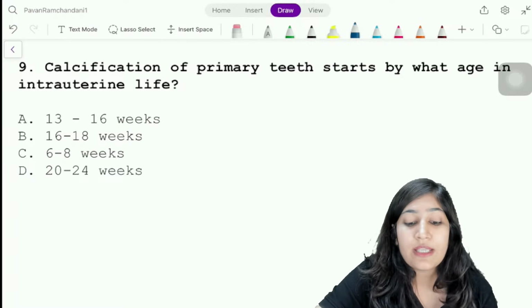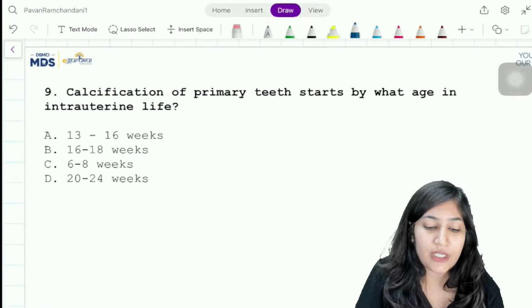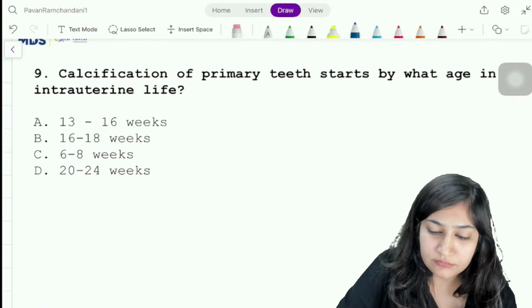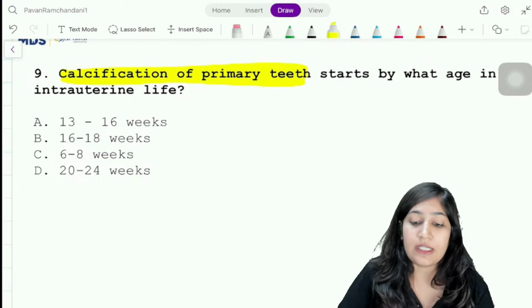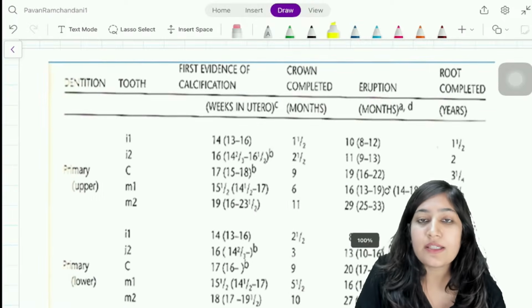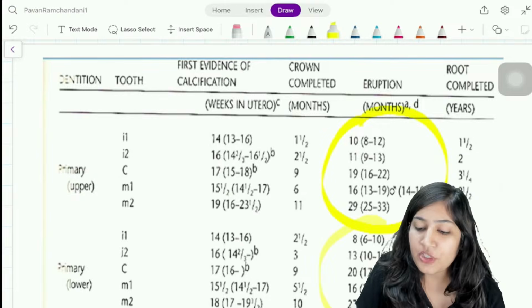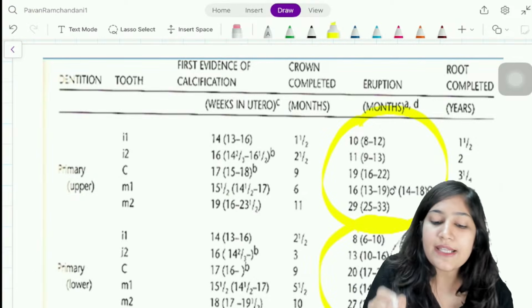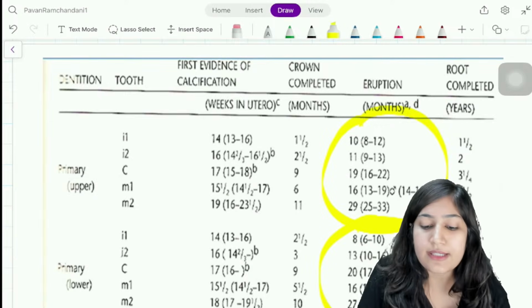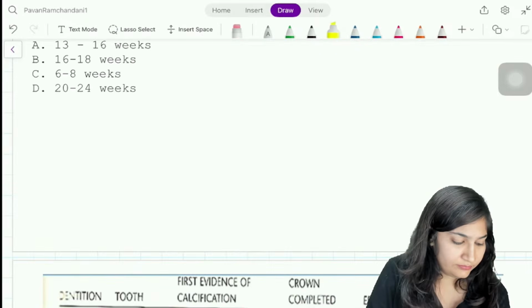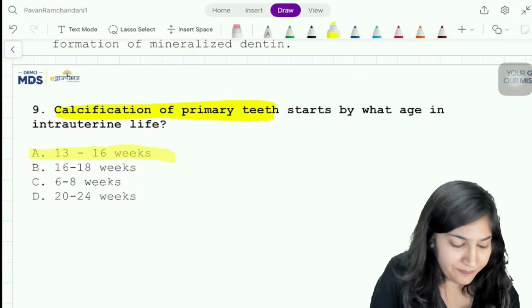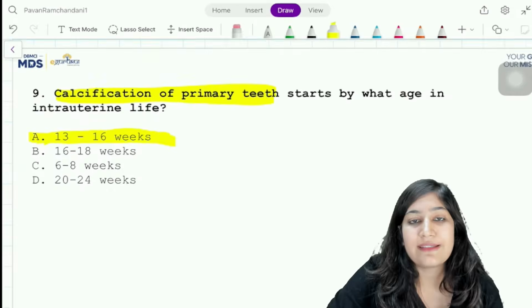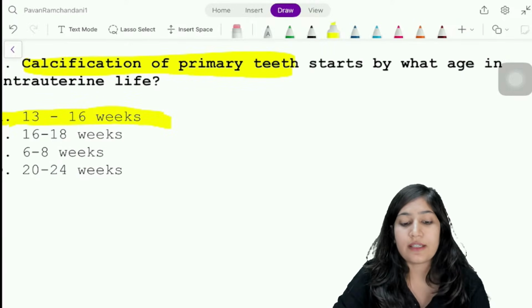Calcification of primary teeth starts by what age in intrauterine life? Calcification of primary teeth, it is asked. Here, this chart is very important. You should be thorough with the eruption timings of the primary and permanent teeth, as well as initial calcification. You should definitely know this answer. 13 to 16 weeks. Yes, this is the correct answer here.